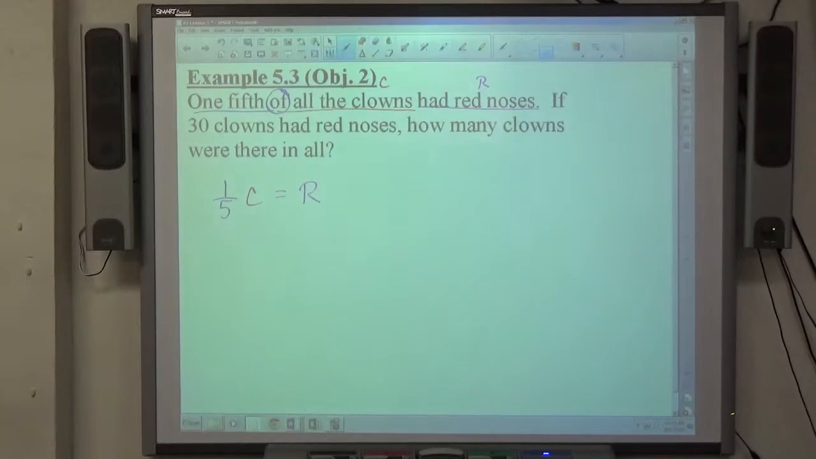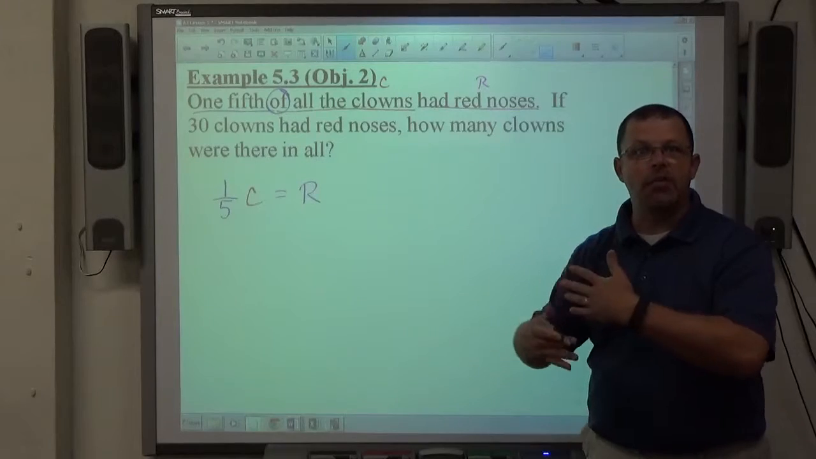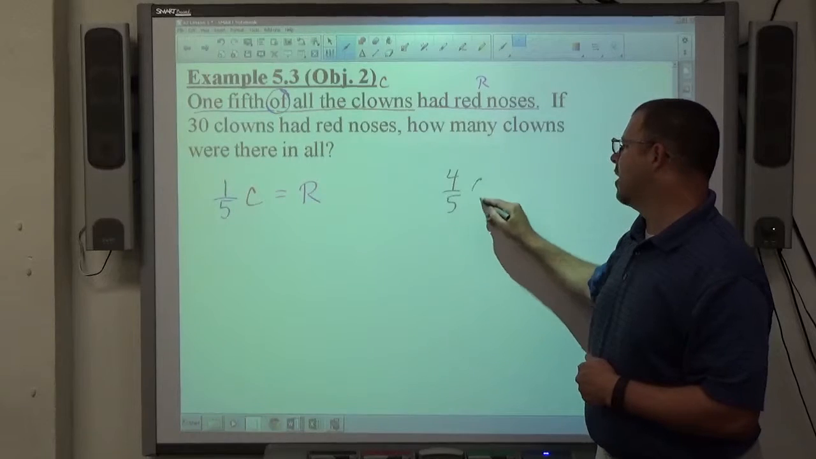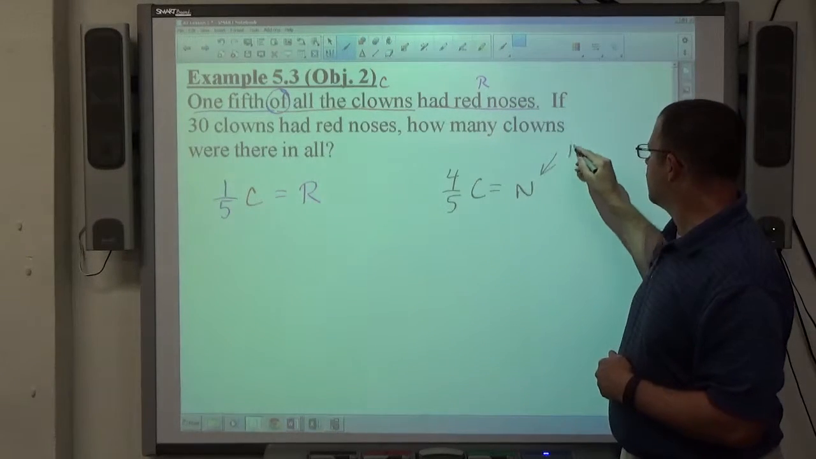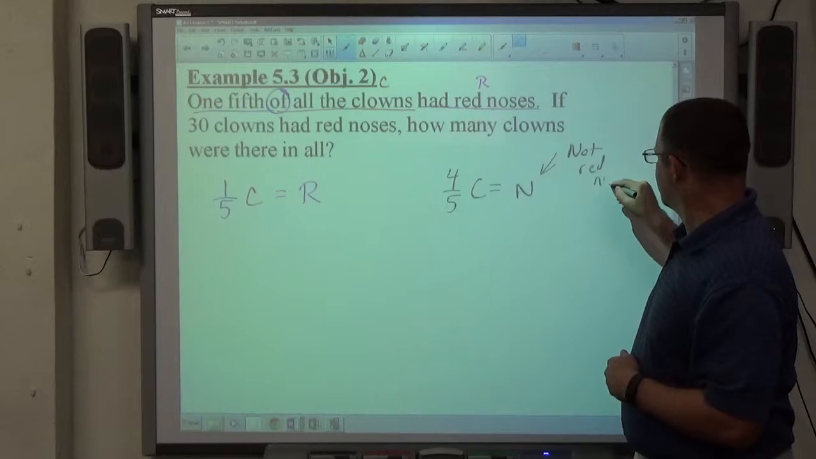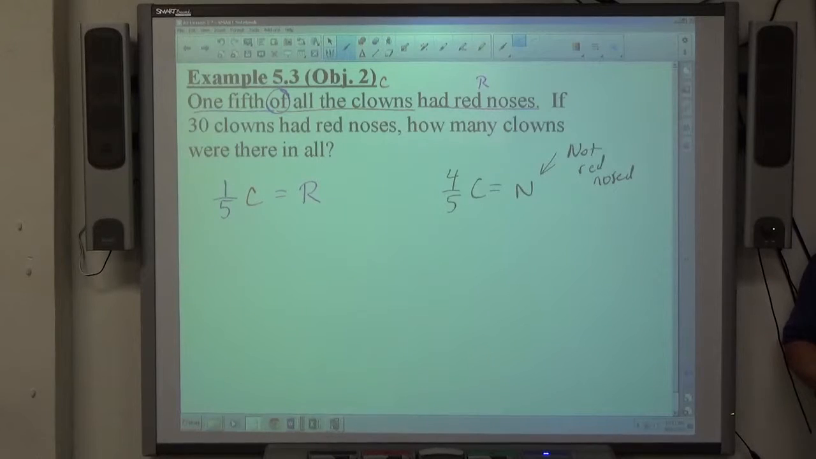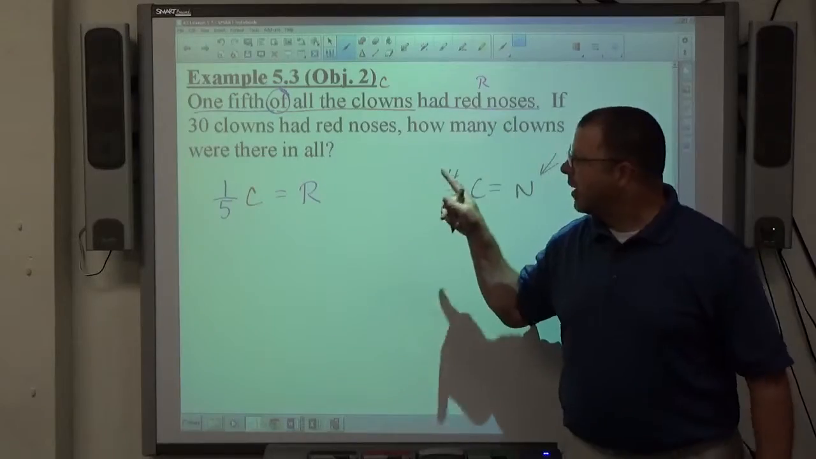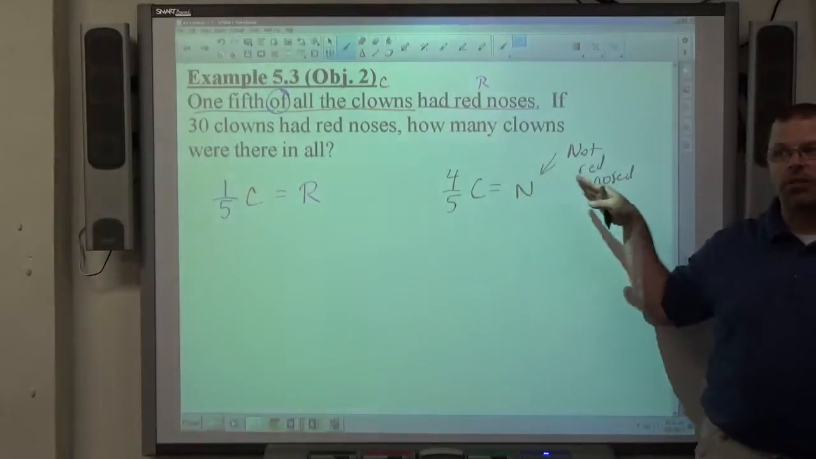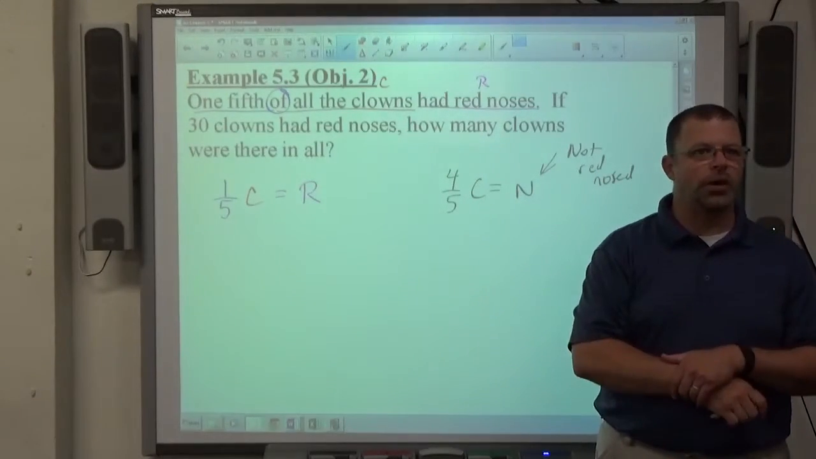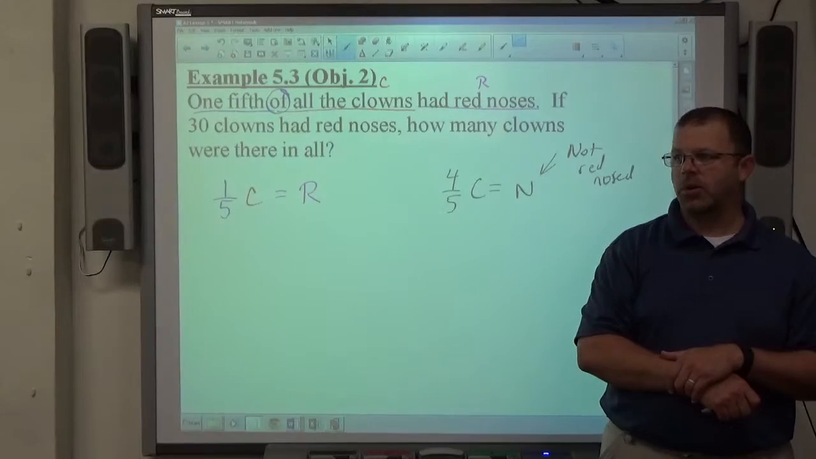What fraction didn't have red noses, by the way? 4/5, right? So if they started talking about not having red noses, I could have made another equation that looked like this: 4/5 times C equals N. That'd be not red-nosed. To me, that seems a little bit low. Every clown I ever see seems to have a red nose. I don't know, but maybe more of them don't. But anyway, if they started talking about not red-nosed, I can make an equation like that also. So 1/5 did, 4/5 didn't. The two fractions should make 1. 1/5 plus 4/5 makes 1, right?